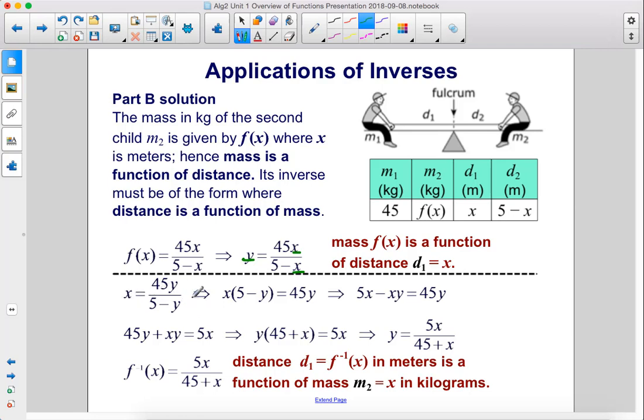We multiply both sides by 5 minus y, and that gives us 5x minus xy equals 45y. Then we rearrange this a bit. We put all the y's on the left side and distribute the y out, so we have y times 45 plus x equals 5x. Therefore, we get y equals 5x over 45 plus x. This is the inverse function. While the original function gave mass f of x as a function of distance, here we have the distance in meters as a function of mass.